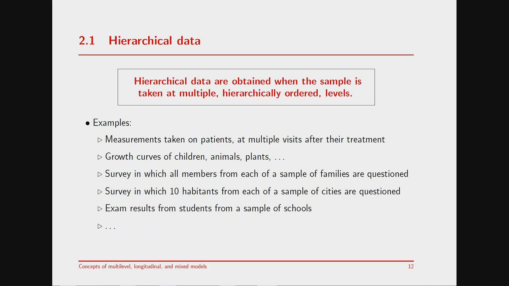You don't have that with the families. I mean, if you randomly sample families and then you visit all these families and you question all the family members, there's no real ordering of these family members within the family that you're interested in. And of course, you could say, yes, I can order the family members. I can say, this family member is the youngest one, and that one is the second youngest one, and so on. You can order that. But usually, that ordering is not really of interest.